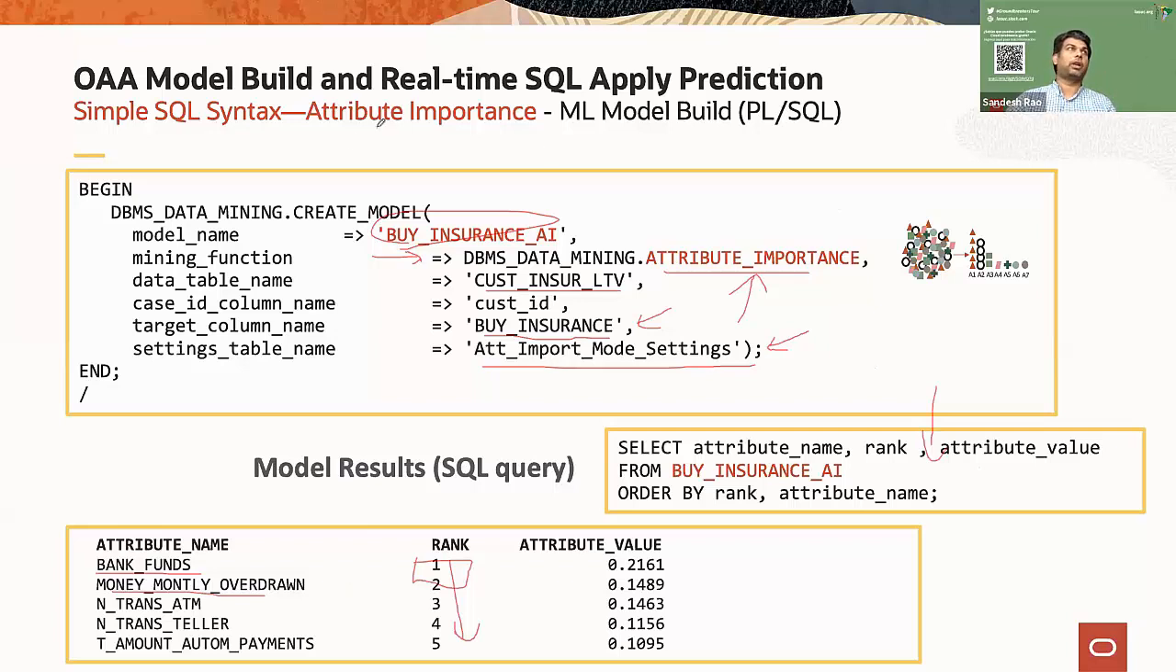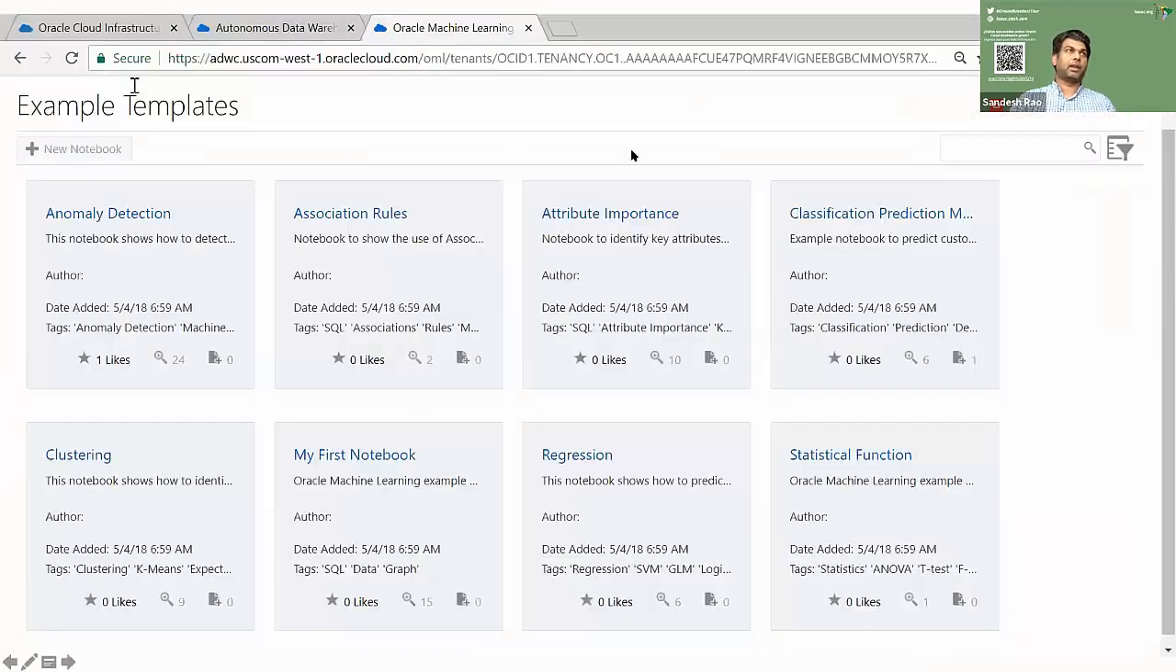And this is called attribute importance. This is another method of machine learning where you can find out which columns are the most interesting when you're building a machine learning model. This is all using OML.